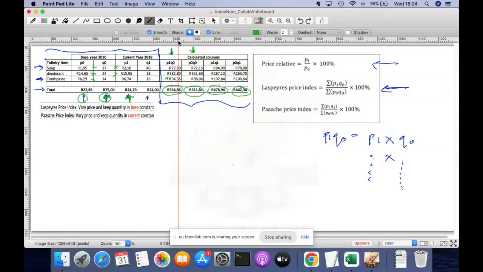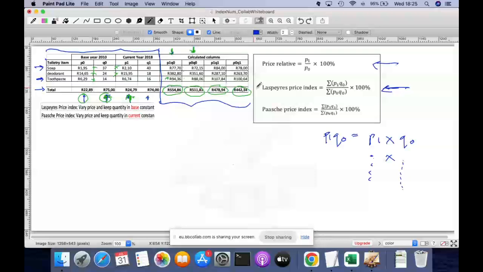Because to work out the Laspeyres or the Paasche indices, you need those values, all right? And this is a systematic way to do it, okay? Because when you work out the Laspeyres, for instance, if they ask you to work that out, it's simply just pulling these values into the equation, all right? So I'm going to change my color back to blue.